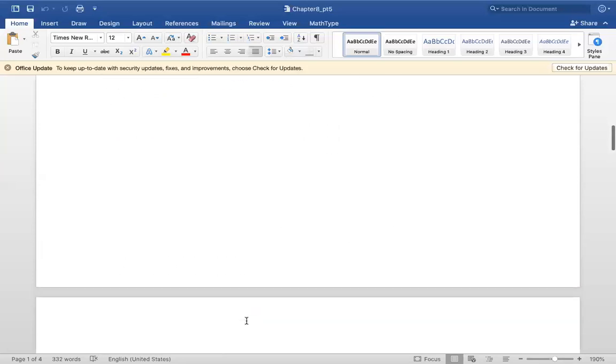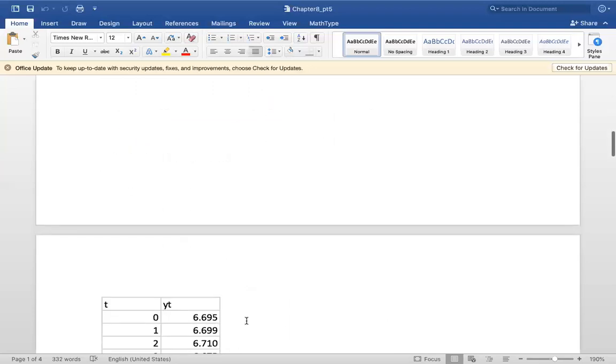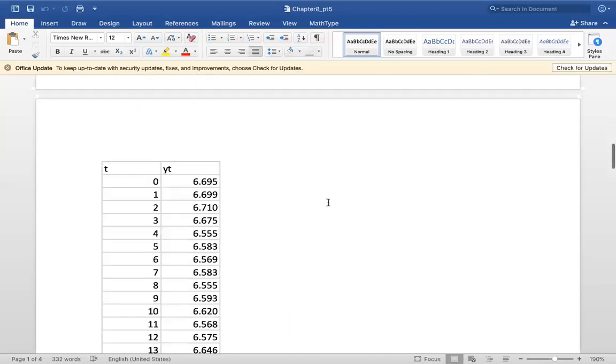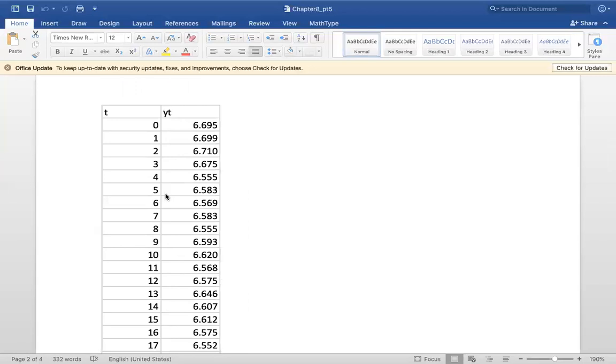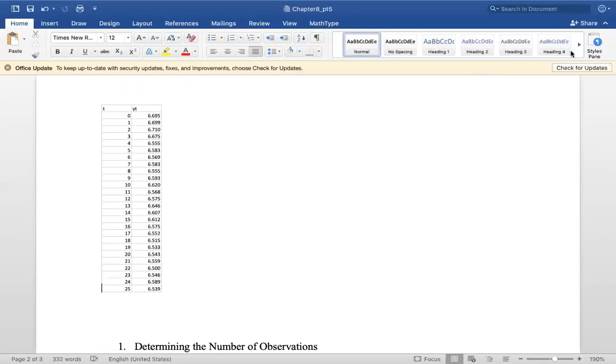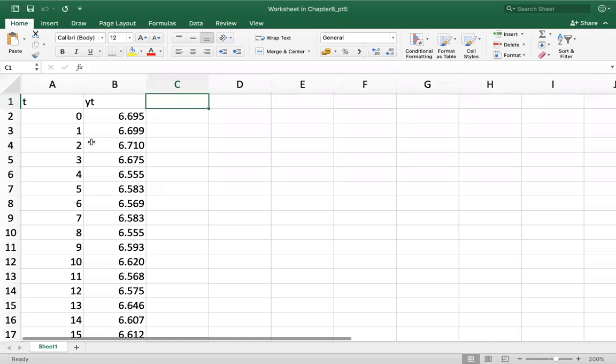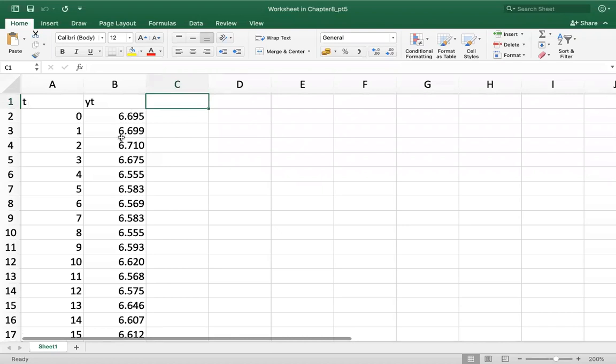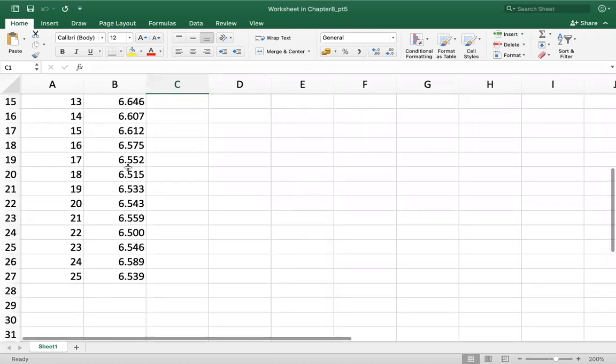Let's talk about calculating this variation using historical data. I will again shift to the embedded Excel file, which I have already created for this purpose. Here you can see time periods from 0 until 25, so basically 26 daily observations, and Yt, which is the yield, from time 0 to time 25.